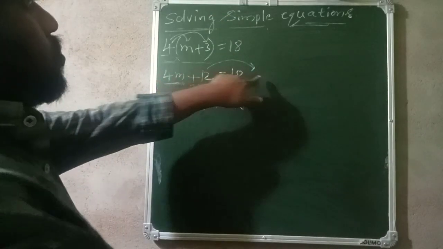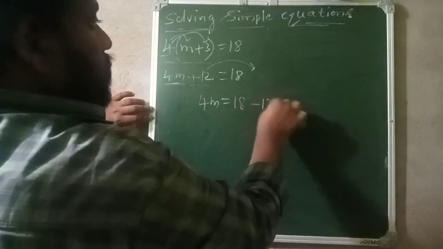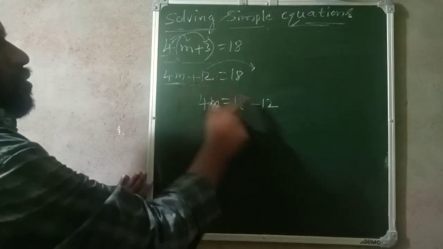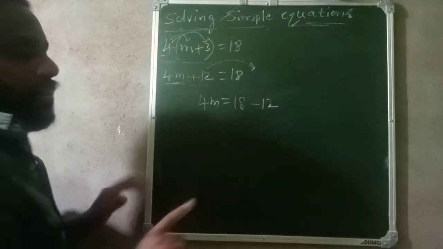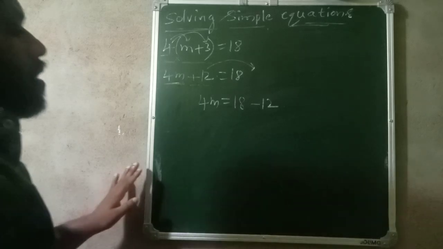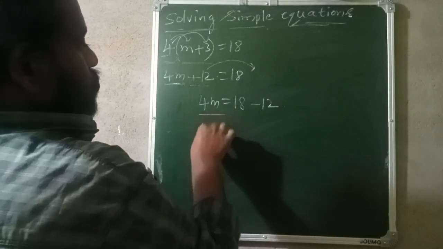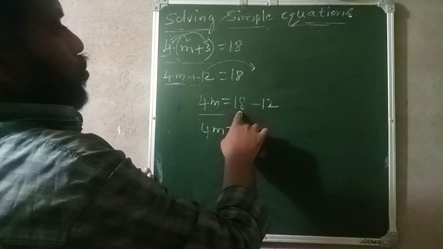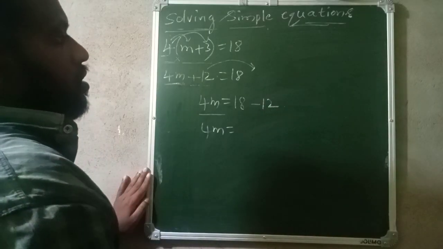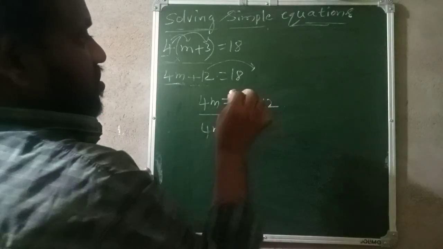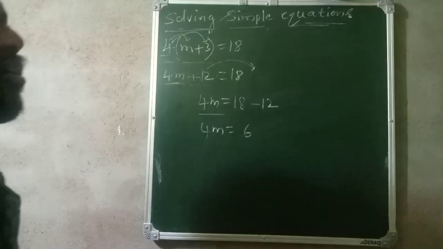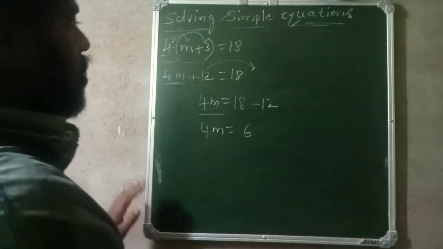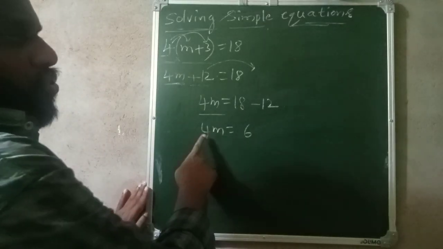When plus 12 is moved this side, it becomes minus 12. That means 12, 12 same, plus changes to minus. Okay. Next step, write this 4m is equal to, so 18 minus 12. So 18 minus 12 is 6. Okay. Now we want m, we don't want 4. Okay.